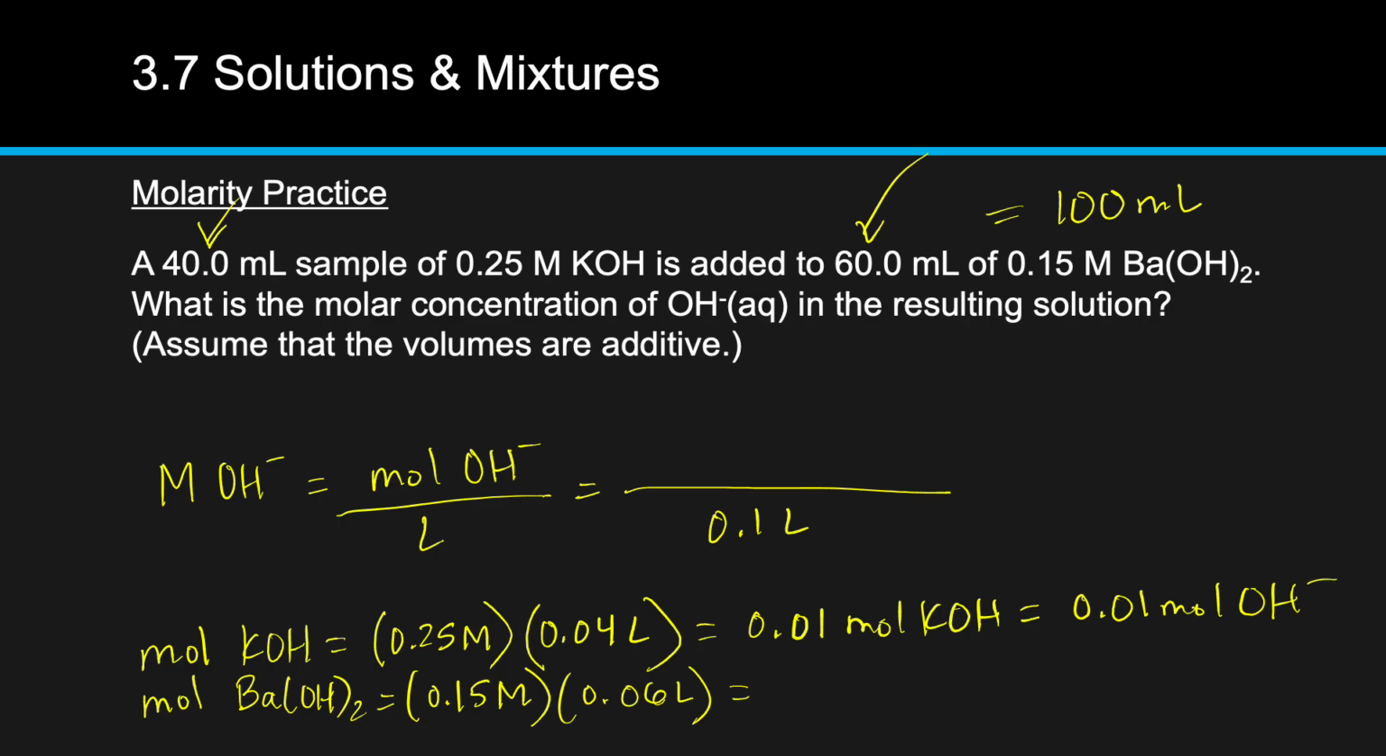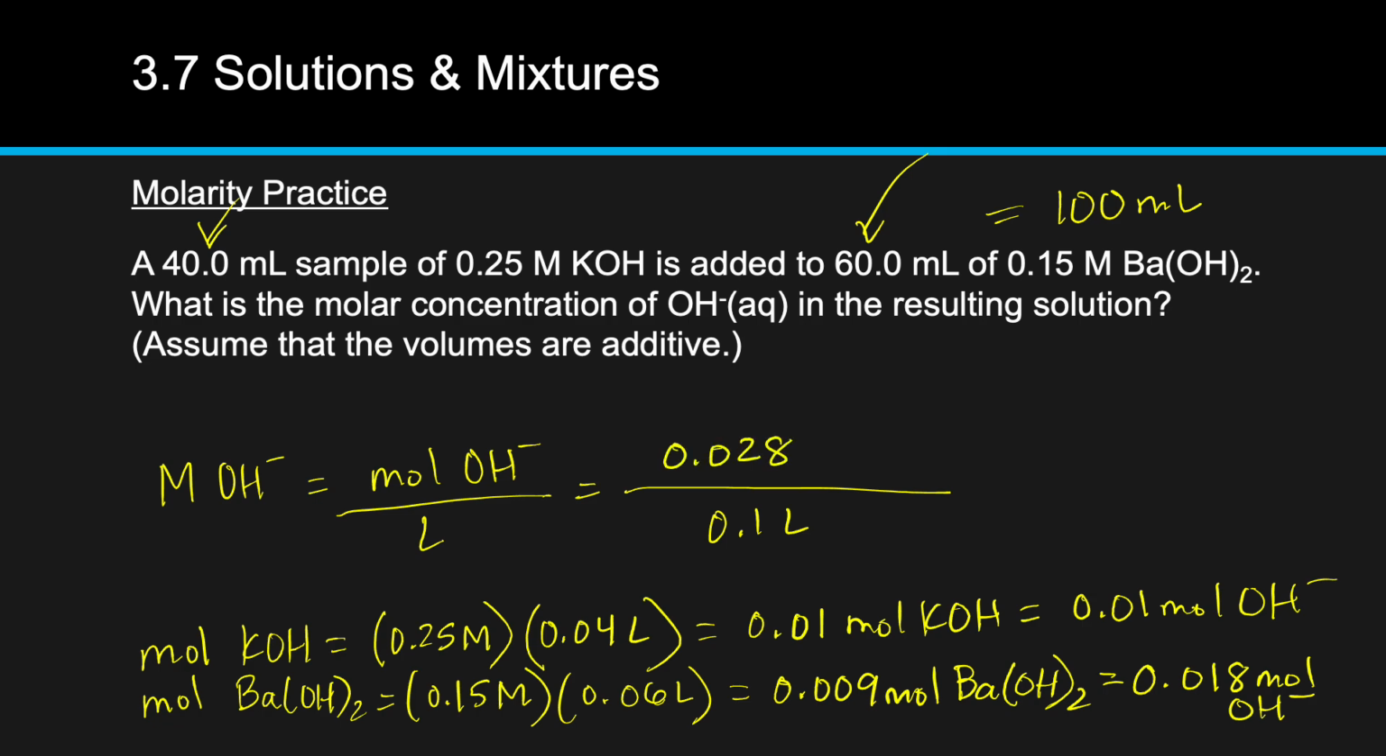Now we're going to do the same thing for barium hydroxide. We take the concentration and multiply by its volume, and we get 0.009 moles of barium hydroxide. Well, in barium hydroxide, we have 2 moles of hydroxide ions, so we need to multiply that by 2. So now we have our moles of hydroxide. We can add those together, and that will be the numerator of our concentration. So we have 0.01 plus 0.018 gives us 0.028 moles of hydroxide ions. So 0.028 divided by 0.1 is going to be 0.28 molar for our hydroxide ions.